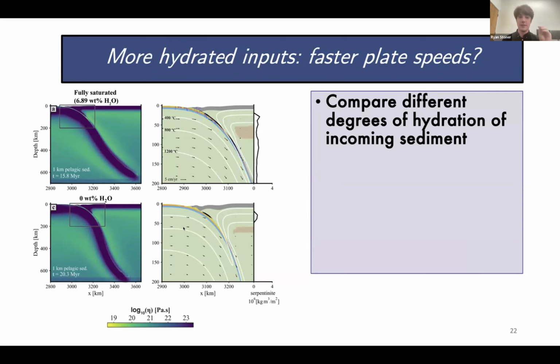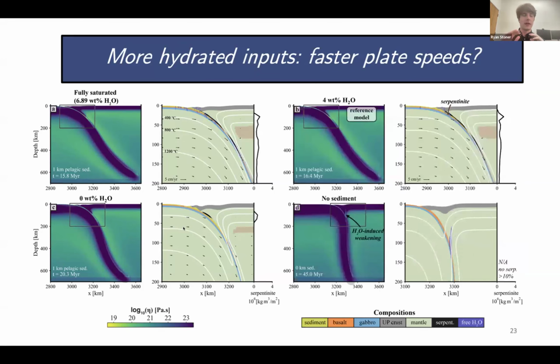And you'll notice here that there's a difference, unsurprisingly, in the amount of serpentinite that gets produced over a certain amount of time. These are different time steps, but they're the same numerical time steps. So that's important to note. Then we have a couple other cases, an intermediate case with 4% water, and then a case with no sediment whatsoever. So sediment is causing a lubricating effect based on the rheology of sediment, but there's also an effect from the water as well.